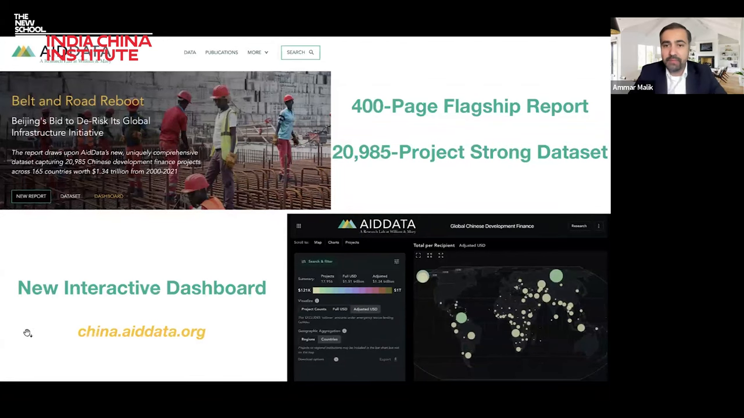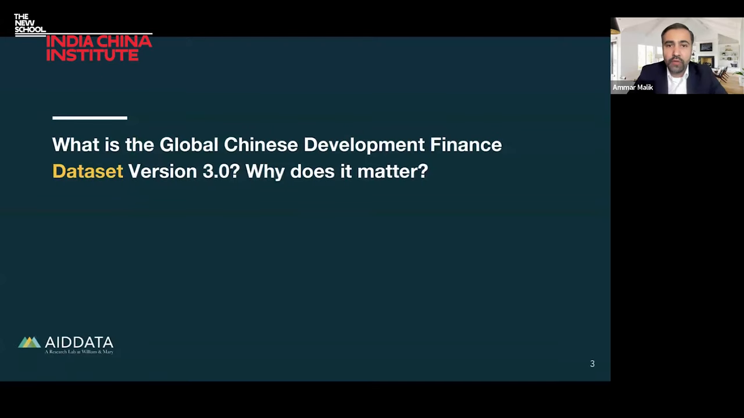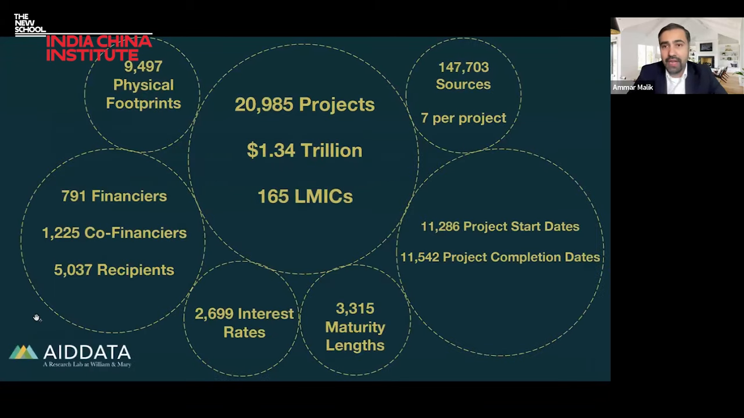If you have some time and want to explore some of the data that I'm talking about, you can go to china.aiddata.org, just on the right-hand side, and explore projects in your favorite countries or in your favorite sectors. So what is the Chinese Development Finance Dataset version 3.0 that we have prepared and that will underlie my remarks? So just a high-level picture.